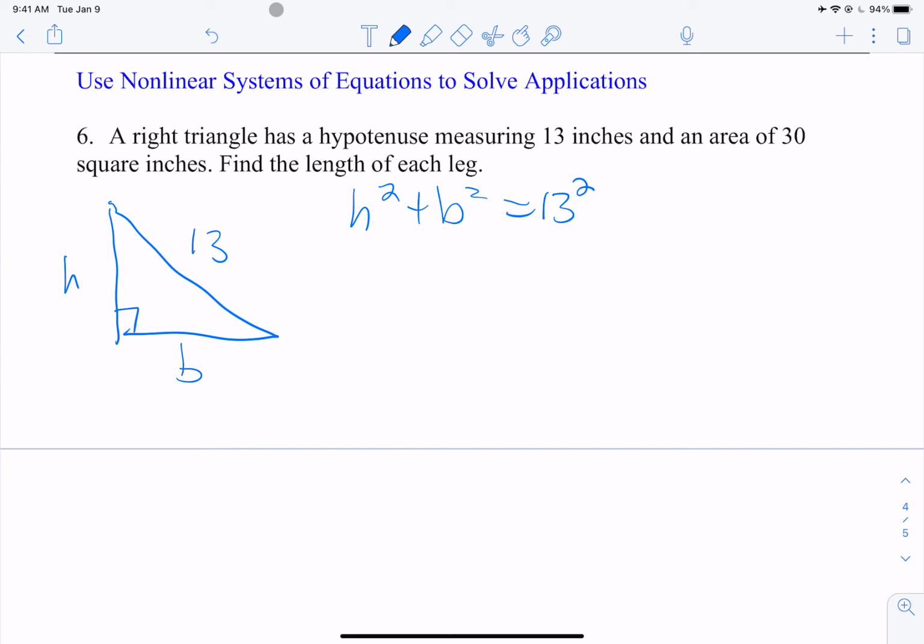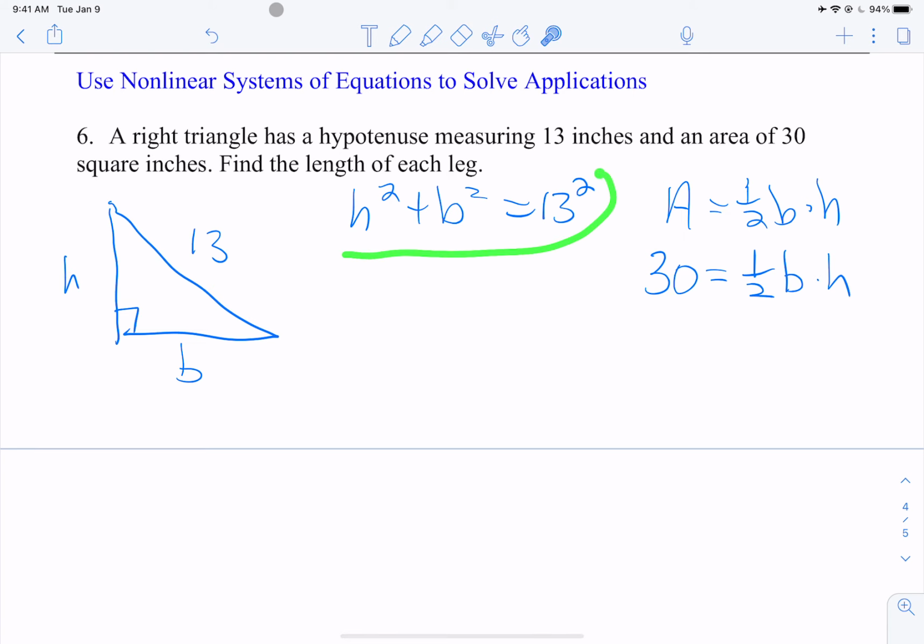Now they also mentioned area. The area of a triangle is 1/2 base times height. So that's why I used b and h. So I know that 30 equals 1/2 base times height. So technically I have a system of non-linear equations. I've got this equation and this equation, both containing h and b. Well, this one's a little simpler. Let's rearrange that one so we can use substitution. So I'm going to first get rid of the half by multiplying both sides by 2. And I get 60 equals b times h. And then pick one. It doesn't matter. I'll pick b. And so I know that b is 60 divided by h.